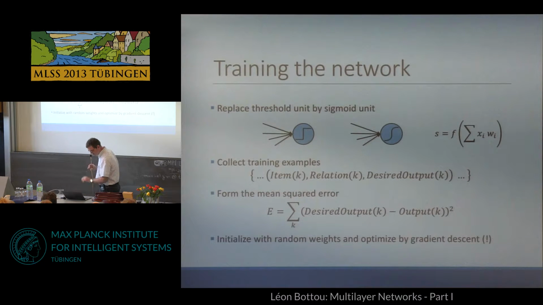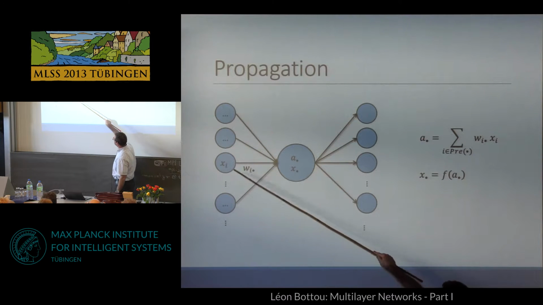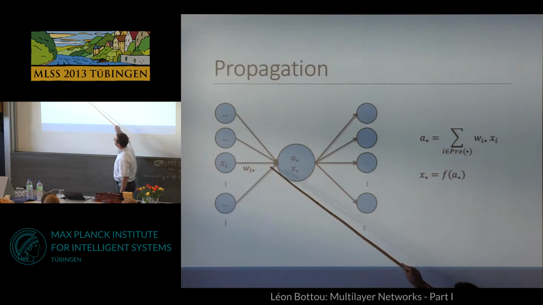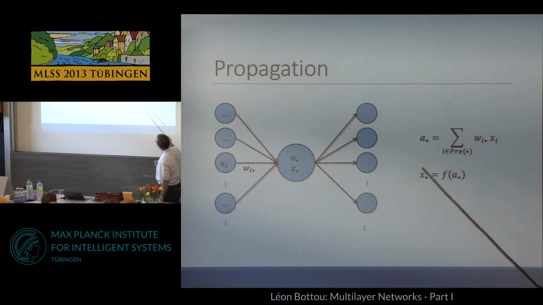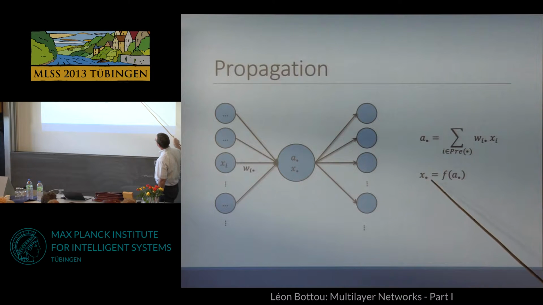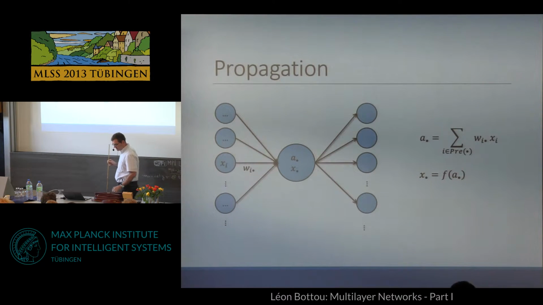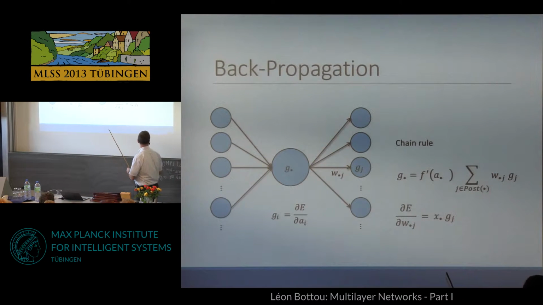So the propagation rule is that you have your xi here, you have the weights here. If this is the unit j, I write the weight as wij. And the activation aj is the sum over all the units before of wij xi. And the state of your unit is your sigmoid applied to the activation. Now, the back-propagation rule is for learning. It's just the chain rule.